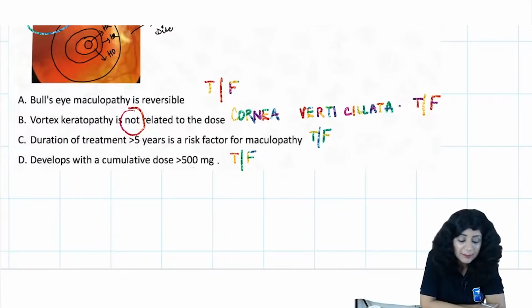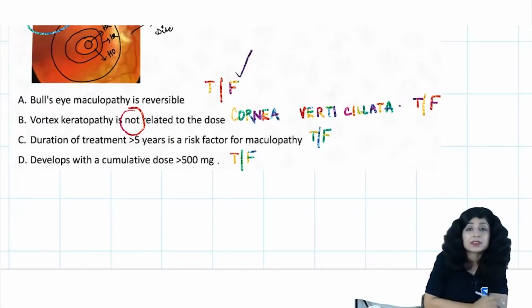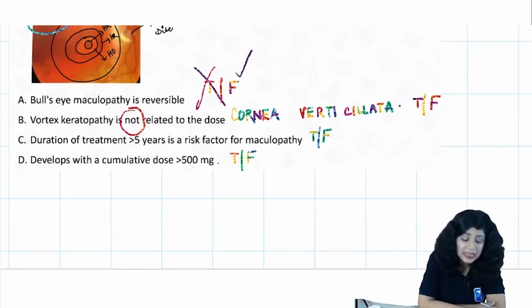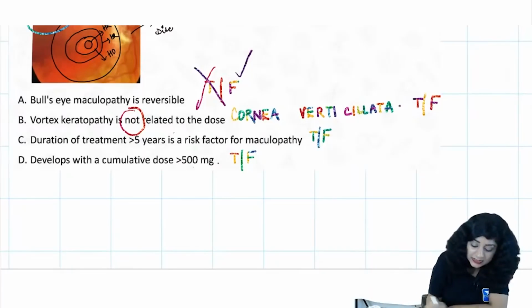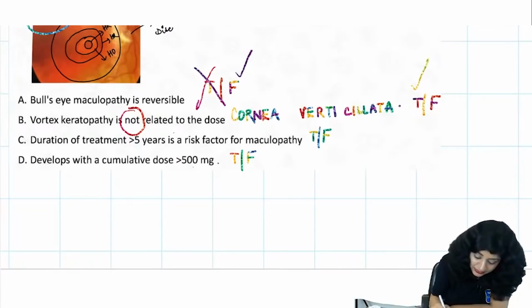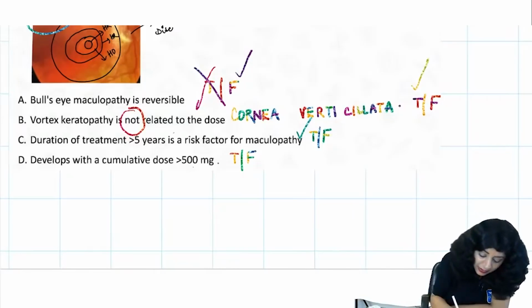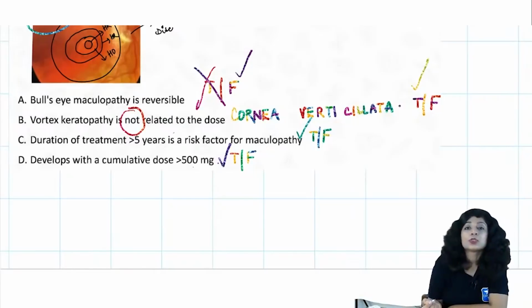Number 1, bullseye maculopathy is reversible. True or false? Yes. So this is a false statement. It is not a true statement. Vortex keratopathy is not related to the dose. Yes, it's a true statement. Duration of the treatment more than 5 years is definitely a risk factor. True statement. And develops with a cumulative dose of more than 500 milligram. Again, a true statement. So which one is false? That bullseye maculopathy is reversible.